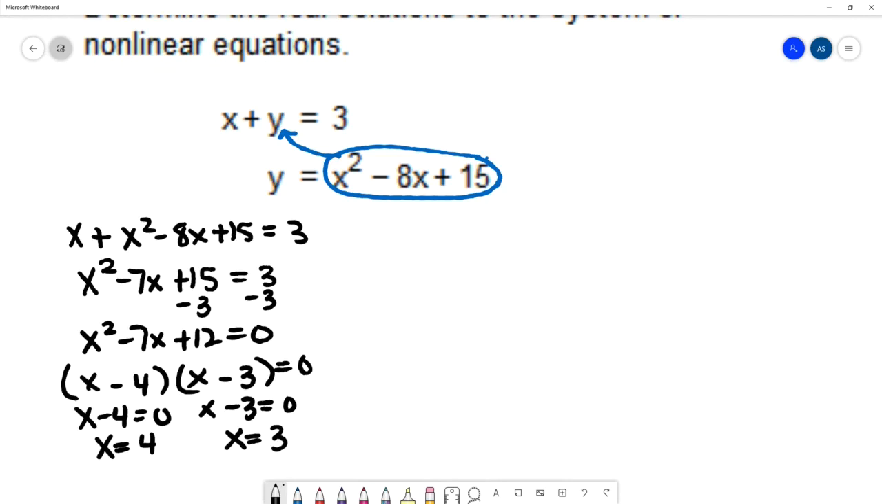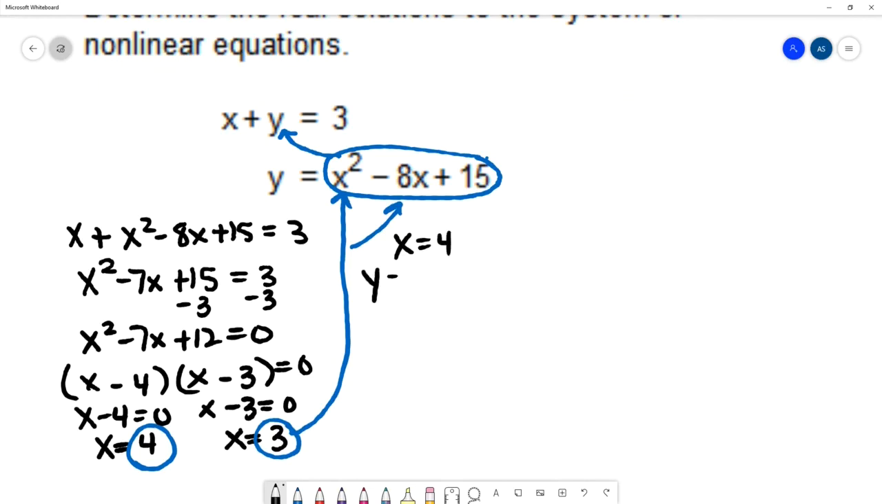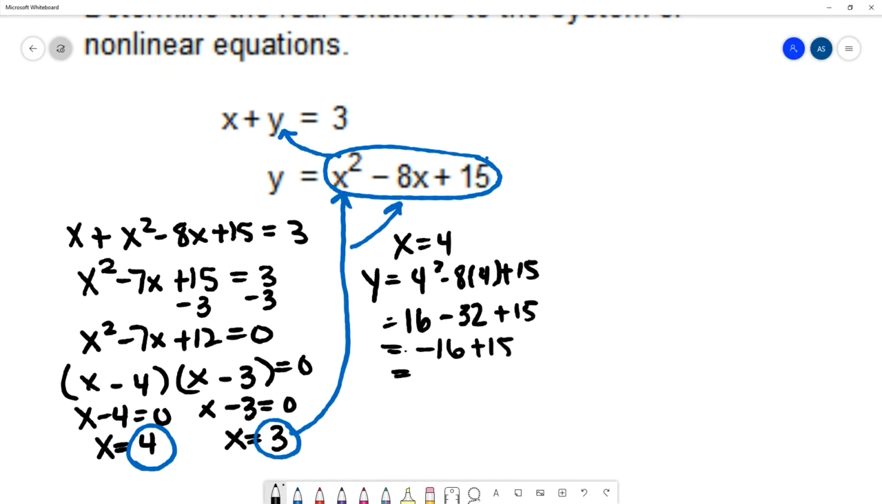And then we can substitute into either equation. I'll substitute into this one here. So if x equals 4, y equals 4 squared minus 8 times 4 plus 15. 4 squared is 16. 8 times 4 is 32. 16 minus 32 will be negative 16. Negative 16 plus 15, that's negative 1. So one of our solutions is 4, negative 1.